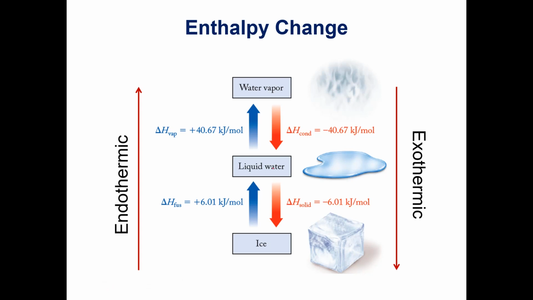So going from solid to liquid to vapor is endothermic. So delta H for those processes is going to be positive. If we're going back in the other direction, going from a vapor to a liquid to a solid, those are going to be exothermic, so delta H for those is negative.